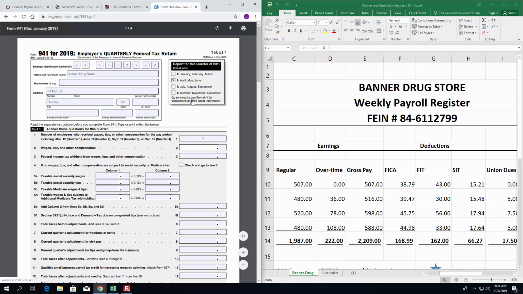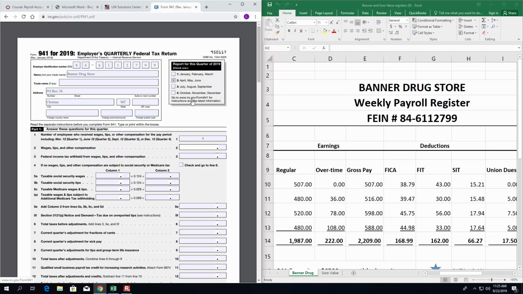Now, this report is for what time period? The quarterly report. This payroll register is for what time period? Banner Drugstore, weekly payroll register. So if I'm going to get those gross wages into a quarterly report, what do I have to do with them? Are you going to take gross pay or net pay?